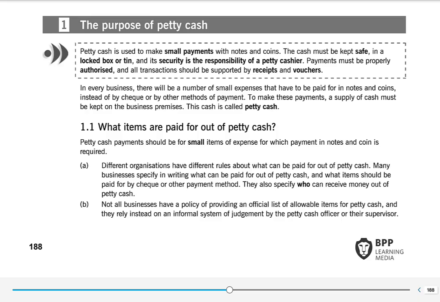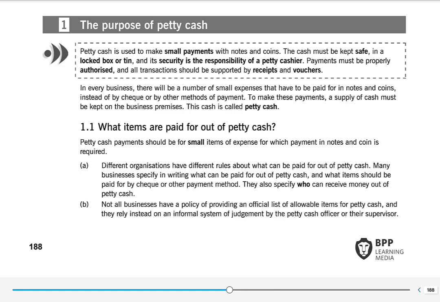So the main idea is this. Petty cash makes small payments easy. It saves time. It avoids unnecessary paperwork for tiny amounts. Now let us understand the problem petty cash solves. Imagine a business needs to buy one small item today. For example, a pen, or a notebook, or tea and coffee for the office.